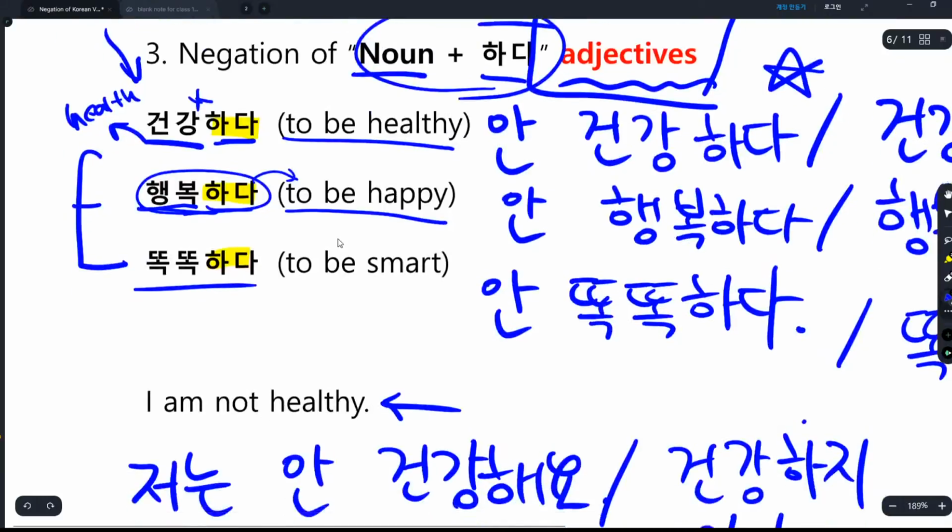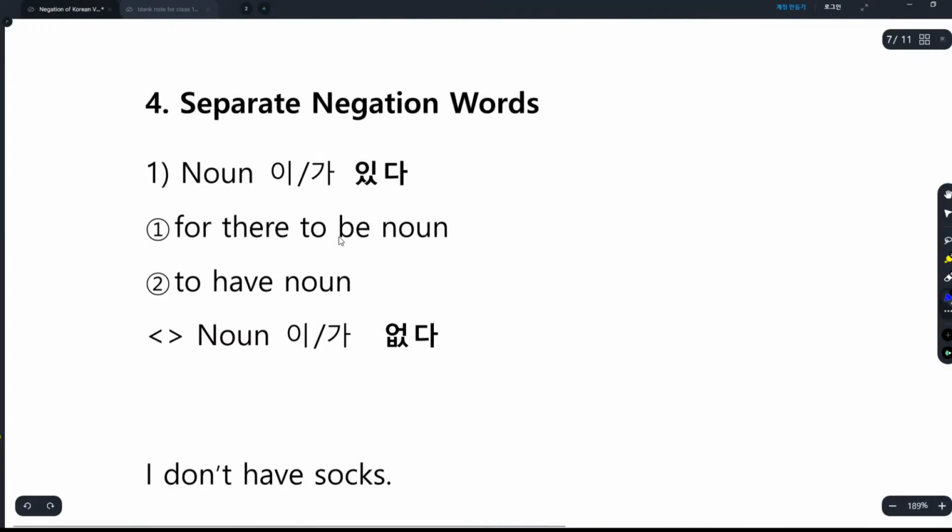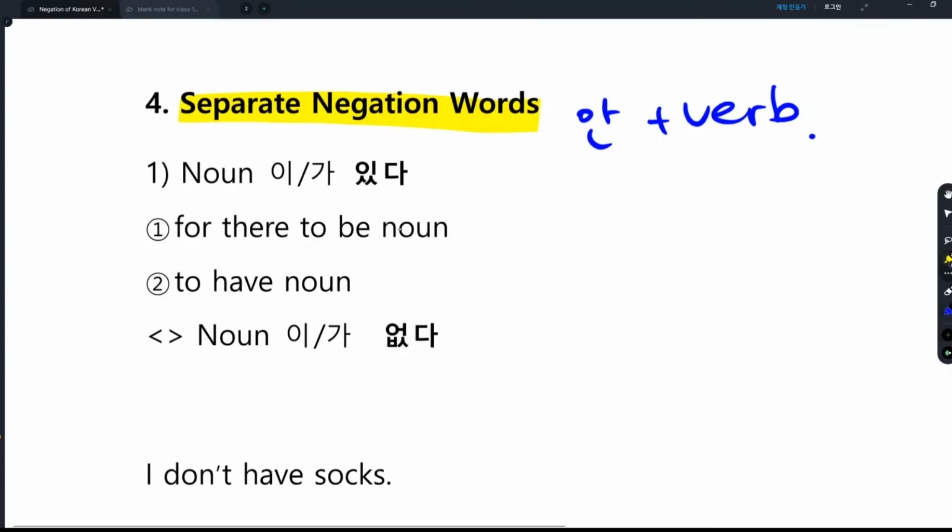So far we learned quite a lot of rules regarding negation of verbs and adjectives. But that's not the end, guys. There are verbs that have separate negation words, which means they don't really work by following the regular rule, which is putting 안 plus verb, right? And one of the most common examples of those kinds of verbs is 있다.